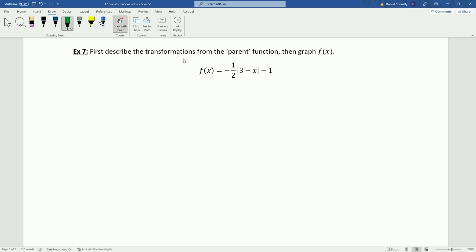So again, first describe the transformations from the parent function, then graph f of x. So we look here, we've got the absolute value of this thing. What are we going to do here? Well, we're going to start with our parent function, which is just the absolute value of x. Now, the first transformation I'm going to look at is, of course, the multiplication by -1 of x. So this transforms to y equals the absolute value of -x, and that gives us a reflection over the y-axis.